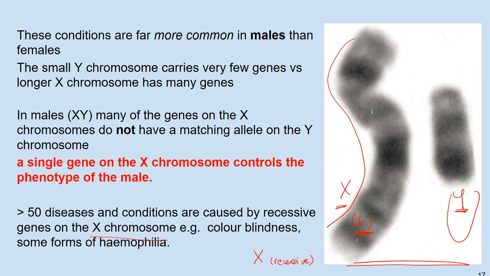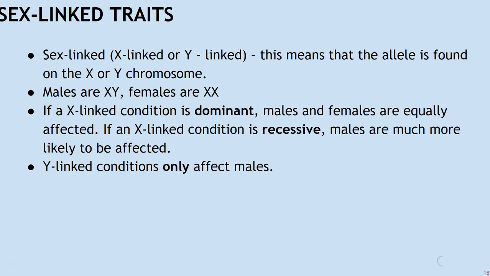Okay, these include things like color blindness, some forms of hemophilia, albinism, and a few others. I think albinism is. So if we look at sex-linked, okay, this means that they are linked to the X or Y chromosome. It's not always the X, but it quite often is. So because males are X and Y and females are XX, if a linked condition is dominant, males and females are equally affected. Okay, because if it's dominant, then it will show in the female, and if it's dominant, it's the only version the male gets, so they will show it as well.